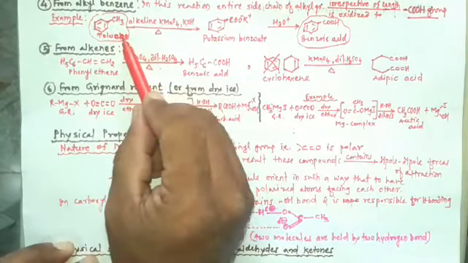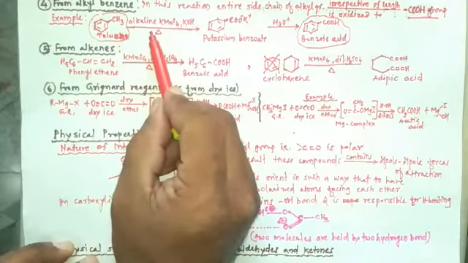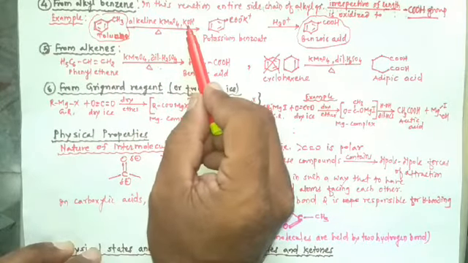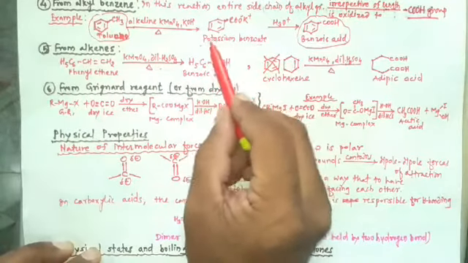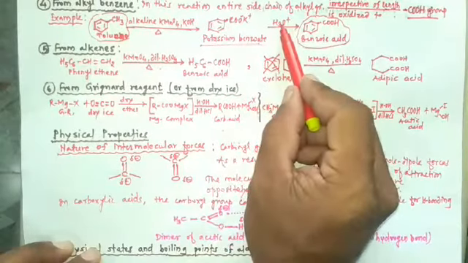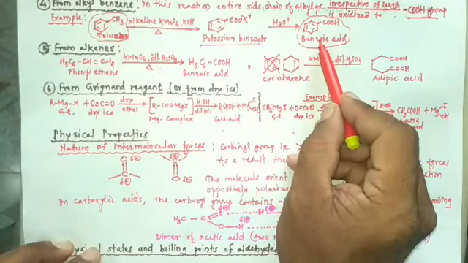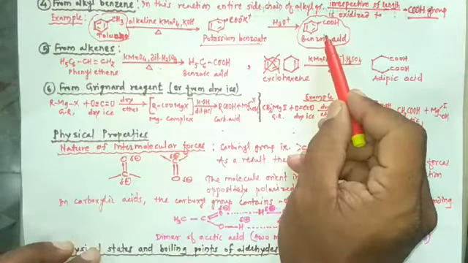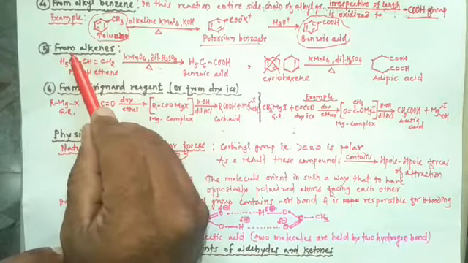Then take one example. Toluene on heating with alkaline KMnO4 and KOH, in the first step produces potassium benzoate. This potassium benzoate on acid hydrolysis gets converted into the corresponding aromatic acid, and that aromatic acid is benzoic acid. Then the next method is from alkenes.